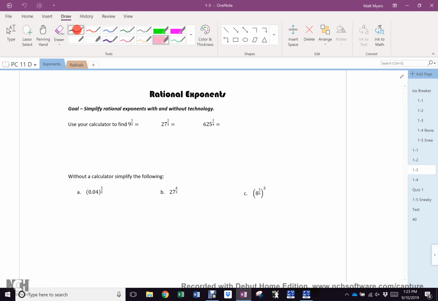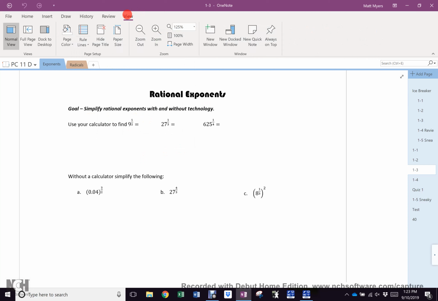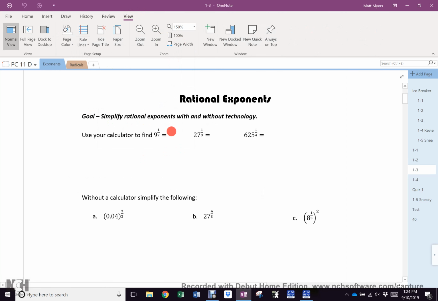If you were to use your calculator to do 9 to the exponent of 1/2, you would get an answer of 3. How would you do that? You would push 9, your exponent button, bracket 1 divided by 2. You would get 3. If you did 27 to the 1/3, you would get 3. If you did 625 to the 1/4, you would get 5.